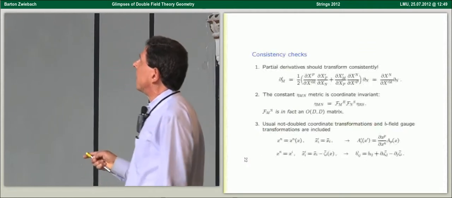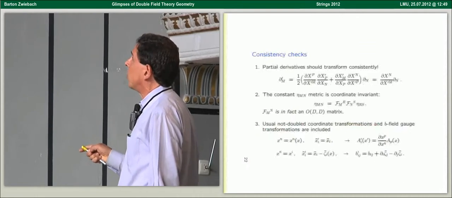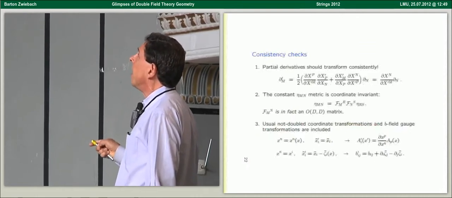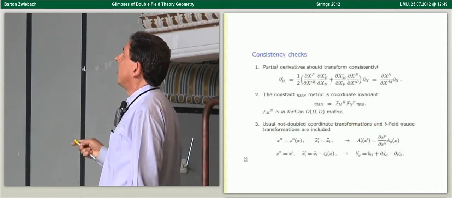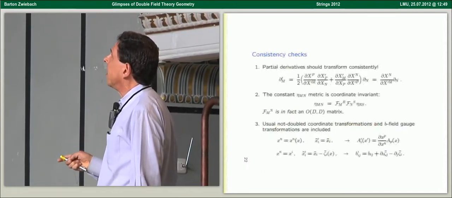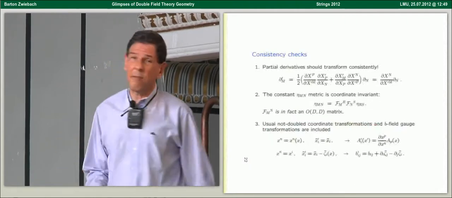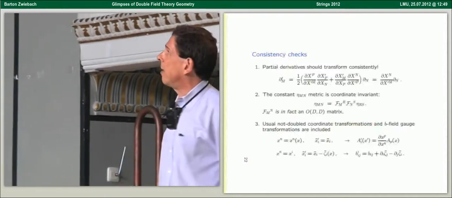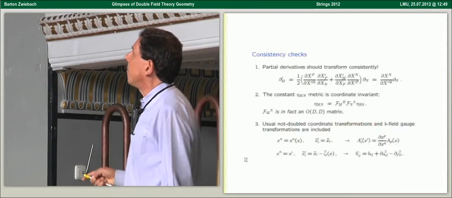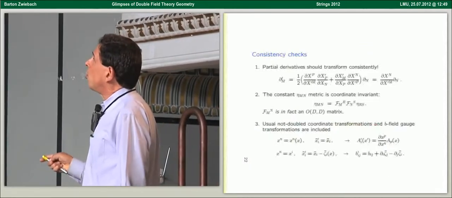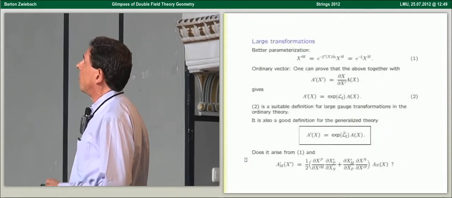There are some consistency conditions. A partial derivative should transform this way, because it has one index, and should transform this way, because that's what the partial derivative does. And these two things turn out to be the same because of the strong constraint. The constant metric is actually coordinate invariant. That was absolutely necessary and very non-trivial. This F thing is in fact an O(D,D) matrix. And moreover, the usual coordinate transformations and Kalb-Ramond field transformations are reproduced.